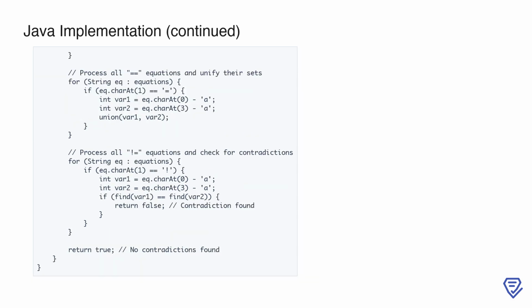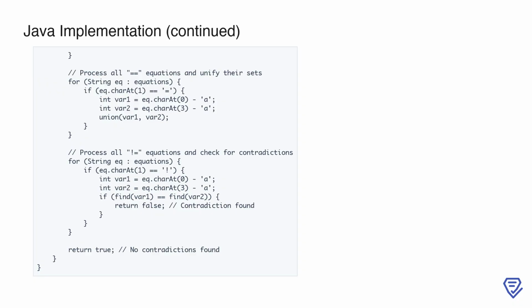Now, we process the equations provided in the input. First, we handle all the equal sign equations, as these indicate equality constraints. For each equation, we calculate the indices of the two variables by subtracting 'a' from their ASCII values, and then unify their sets using the union function. This step ensures that all variables appearing in equality relationships are grouped into the same connected component.